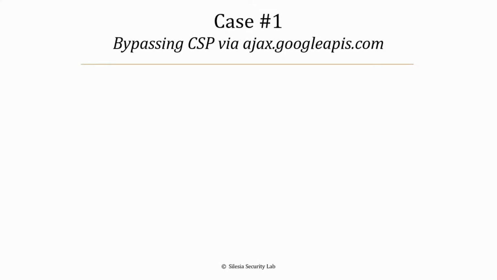Bypassing CSP via ajax.googleapis.com. CSP stands for Content Security Policy, and this is one of the most powerful defensive technologies that mitigates a number of attacks on modern web applications. One of the most notable examples of the attack that is mitigated by CSP is cross-site scripting. And that's actually the reason number one why companies are implementing CSP. They want to mitigate XSS attacks.